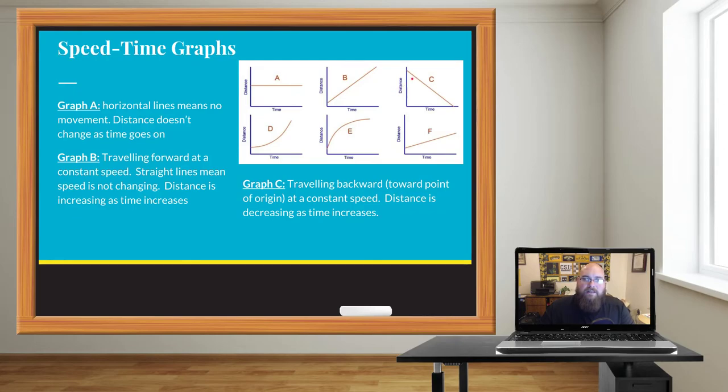Graph C, on the other hand, is a downward slope or negative sloped line. Distance is actually decreasing. We're going down the graph as time is increasing to the right. This means we are moving back towards our point of origin. So, standing still, moving forward at a constant speed, moving back to where we started at a constant speed.